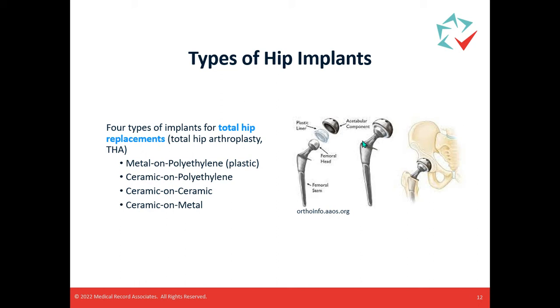Ceramic on polyethylene, the ball is ceramic and the socket is plastic. Ceramic on ceramic, that's where both the ball and the socket are ceramic. And ceramic on metal, which is a ceramic ball with a metal lining.